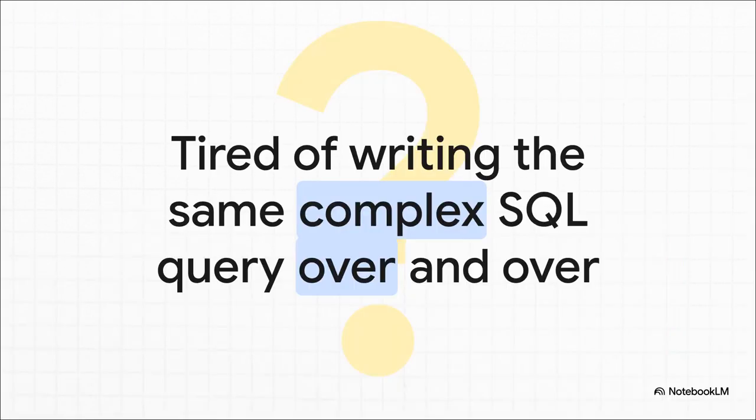So, let me ask you, does this sound familiar? You spend, I don't know, ages crafting that perfect multi-table join with all these complex conditions, only to realize you have to write it or something almost identical again tomorrow? It's such a common headache, right? But what if I told you there's a way better way to handle this?